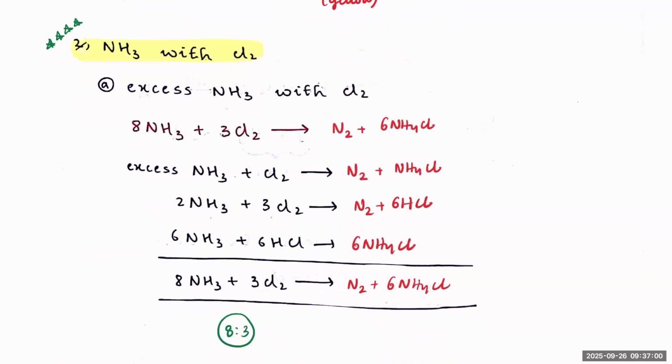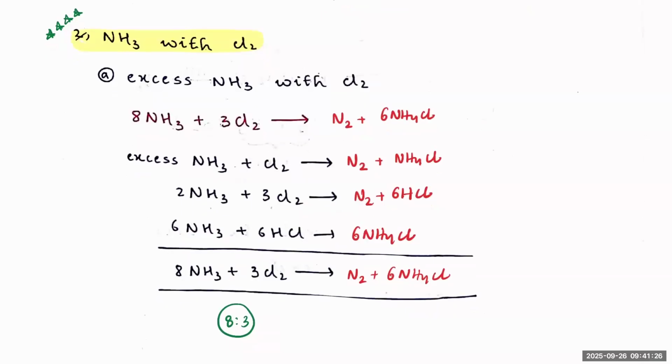The next important reaction that I would suggest you practice is ammonia with chlorine. I was telling you that ammonia with chlorine is a very important reaction. This is done in two ways: one, taking ammonia in excess, or two, chlorine in excess. If I take ammonia in excess, let's say 8 moles of ammonia reacts with 3 moles of chlorine, I would expect 1 mole of nitrogen and 6 moles of ammonium chloride to form.